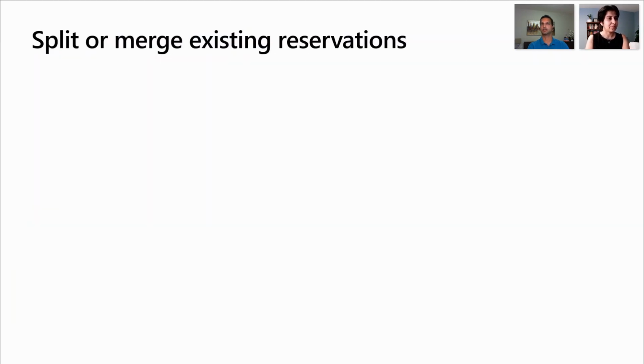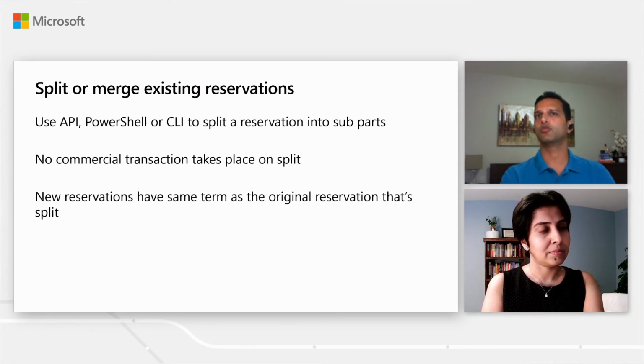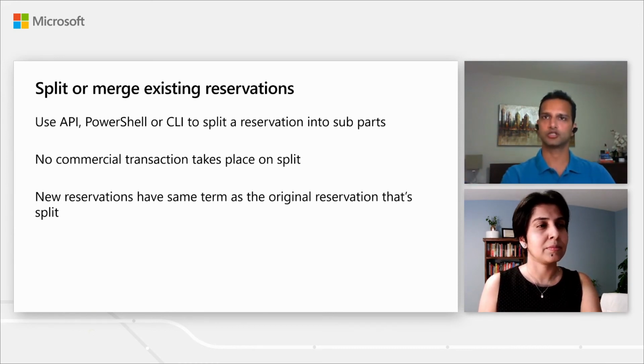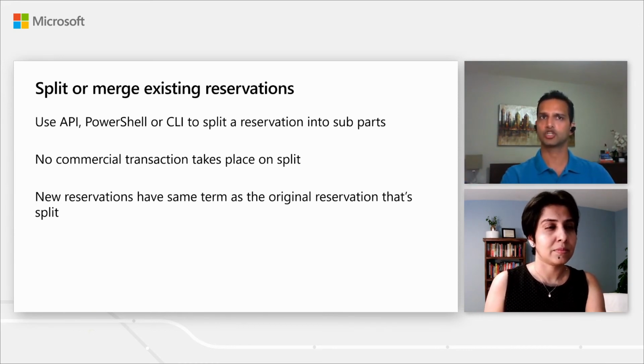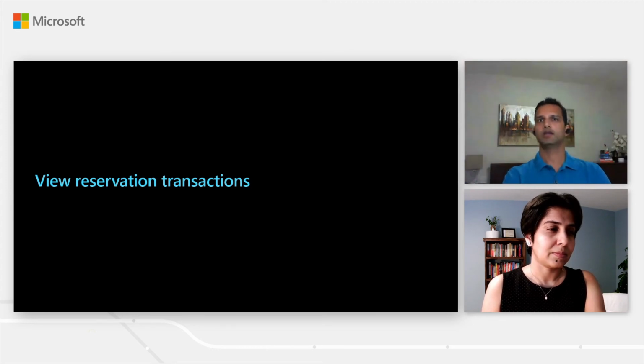You can also split or merge your existing reservation. Sometimes you may want to break it into smaller chunks and then scope it differently, or maybe exchange some of them. So you can use API, PowerShell, or CLI to split a reservation. It doesn't cause a commercial transaction when you split or merge, and it doesn't change the end date of the reservation. They have the same term as the one that you split or merge.